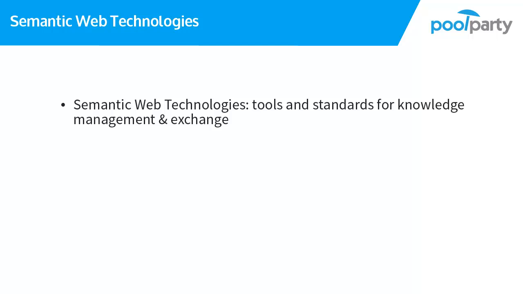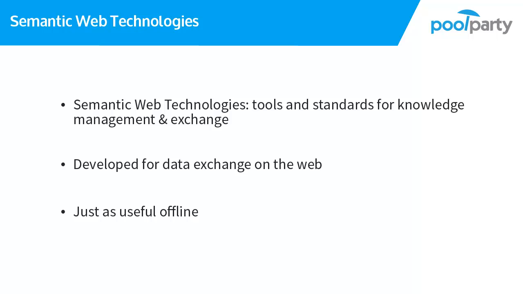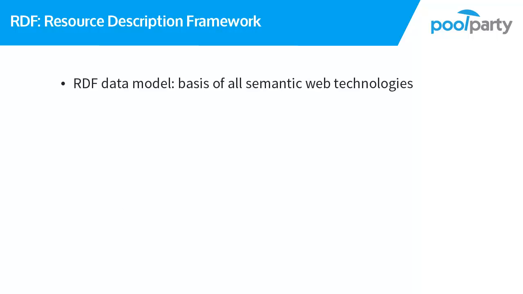Semantic web technologies are a set of tools and standards around the topic of knowledge exchange and management. While semantic web technologies were originally conceived to improve the exchange and management of knowledge on the World Wide Web, the tools and standards that originated from this initiative are just as beneficial for being used offline or in internal networks. The RDF data model forms the basis of all semantic web technologies.